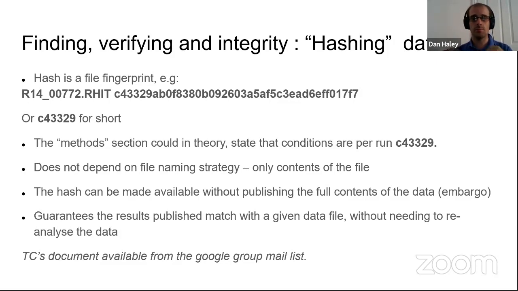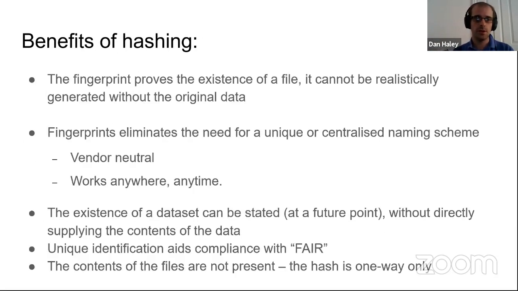A lot of labs are publishing or analyzing data which is potentially commercially sensitive. The hash protects that, so you can still publish the hash of your data even if you don't want to publish the data itself. You can also guarantee that a particular file you have in your hand matches it. So let's walk through a quick example. Some of the benefits: the fingerprint proves the existence of a file, so if someone has pre-published the hash, you know when I generated that original data. The fingerprint is also vendor neutral.